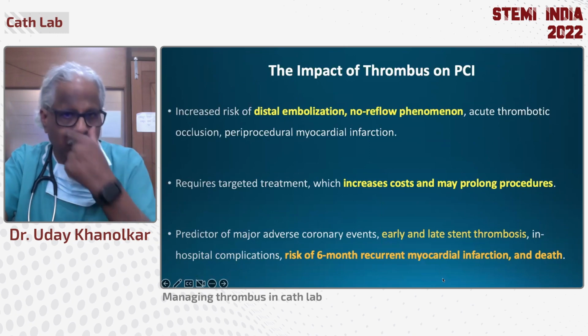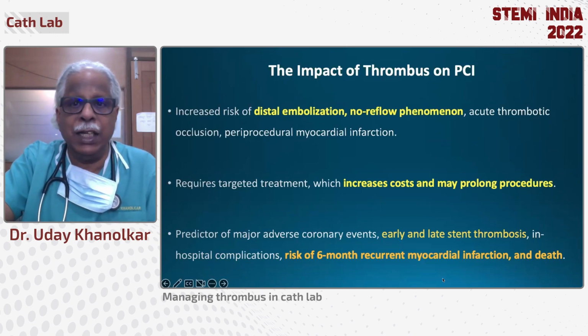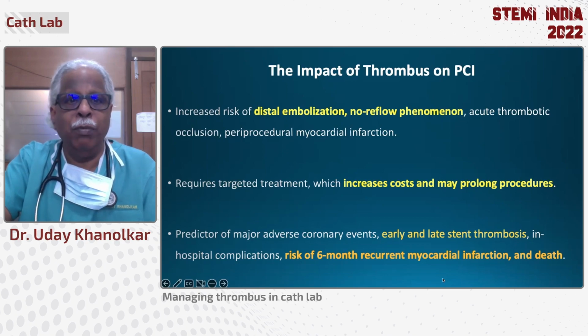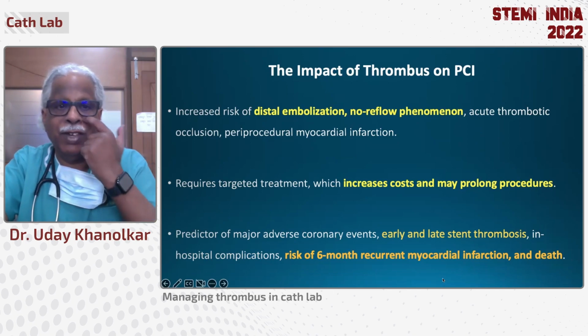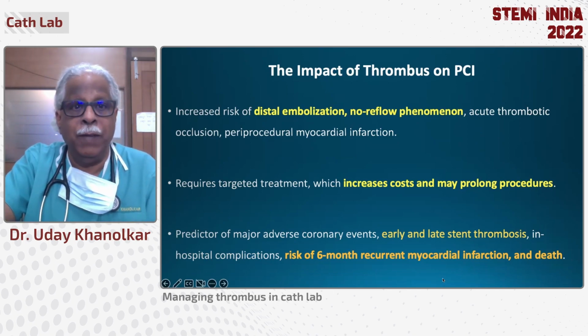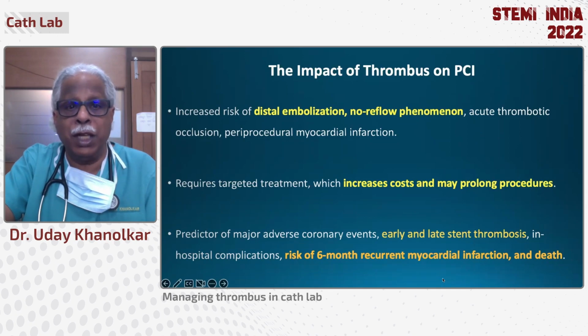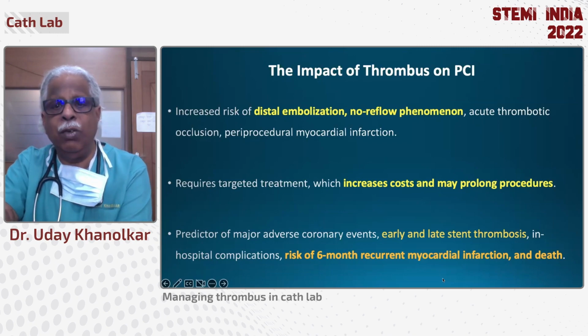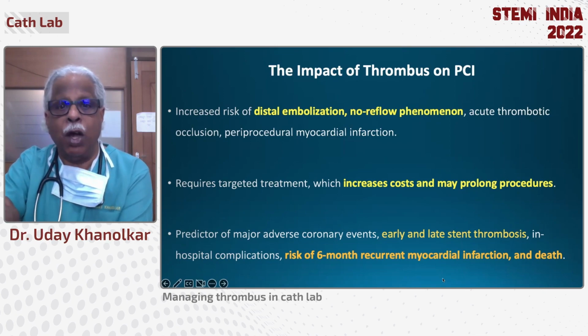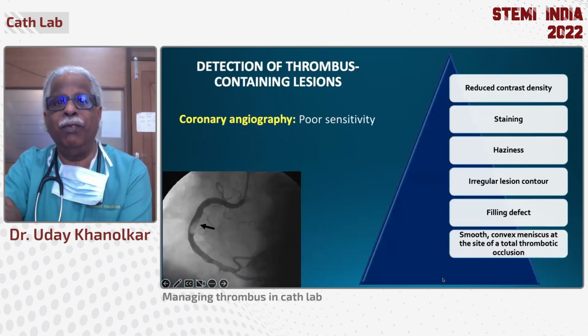Now, it is important that you take care of the thrombus by recognizing it and handling it very carefully, because there could be distal embolization during PCI, giving rise to various complications, most common being no reflow or slow flow, acute occlusion of the vessel during or at the end of the procedure, peri-procedural myocardial infarction. These are the complications of a thrombus in the PCI. This also increases the cost and later on can give rise to early and late stent thrombosis and a significant risk of recurrence of MI or death within the first 6 months.